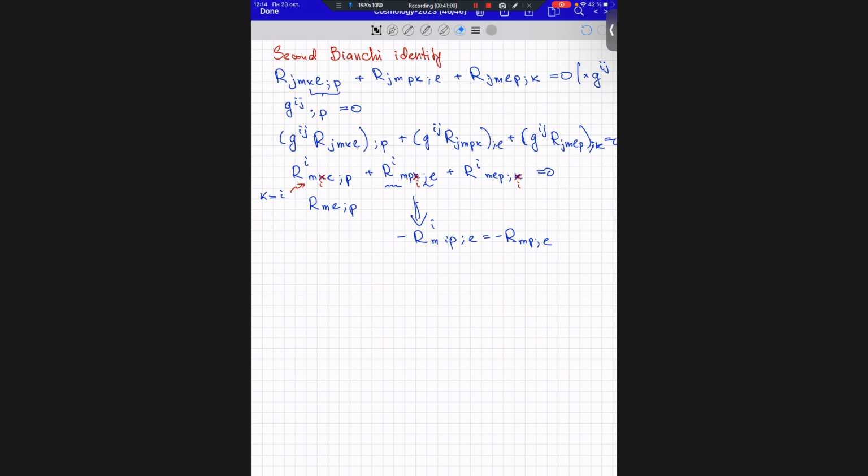So I will clean it. Can I clean it? It's understandable. Yeah, understandable. Okay, so now I will write here minus R_{MP} covariant L. About the third one, what I can do is write it like this.